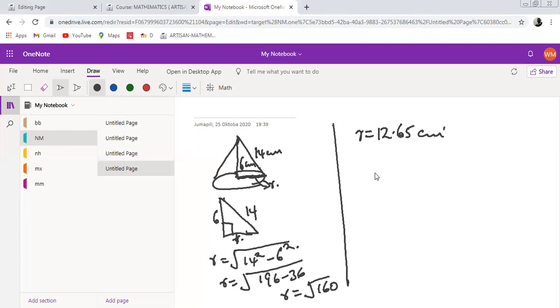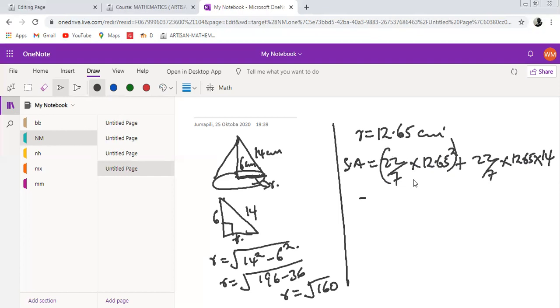Now you can come here and calculate the surface area. The surface area will be given by pi r squared, which is 22 over 7 times 12.65 squared, plus pi r l, which is going to be 22 over 7 times 12.65 times l, which is 14, the slant height. You can get the area of the base first, and then add it to the area of the curved surface, so that you get the surface area of that cone. So that is how you are supposed to maneuver whenever you are given such kind of questions.